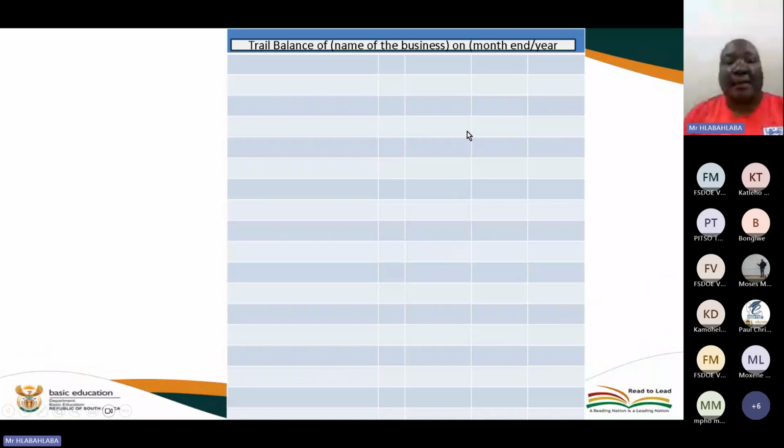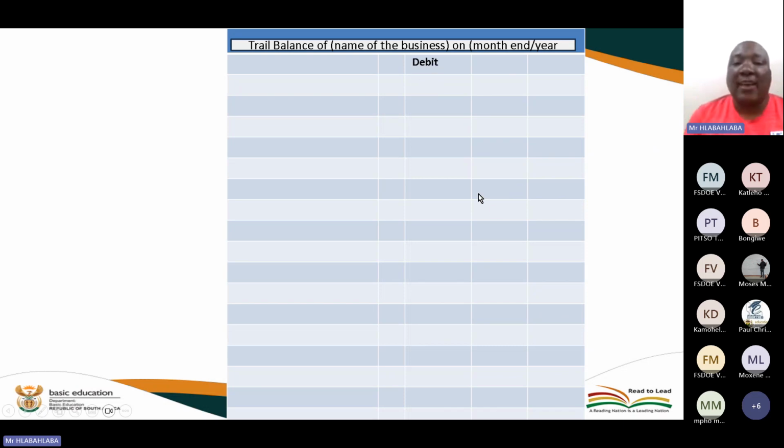This is the dry balance, the same way as we do the cash receipt and the payment. Dry balance must indicate the name of the business, the dry balance of Alma Traders or Hlapo Traders at month end or year end. Meaning we prepare it at the end of the month, immediately after closing the general ledger, doing the balances, and then we post those balances. Grade 8.